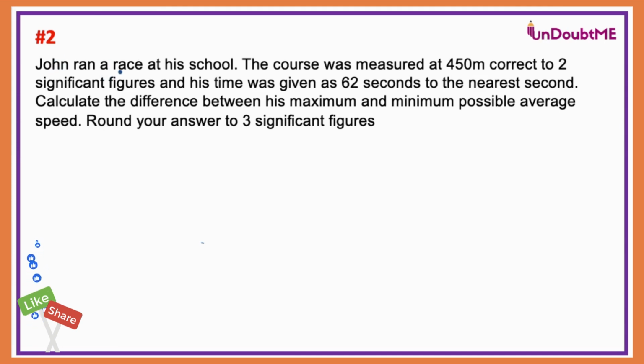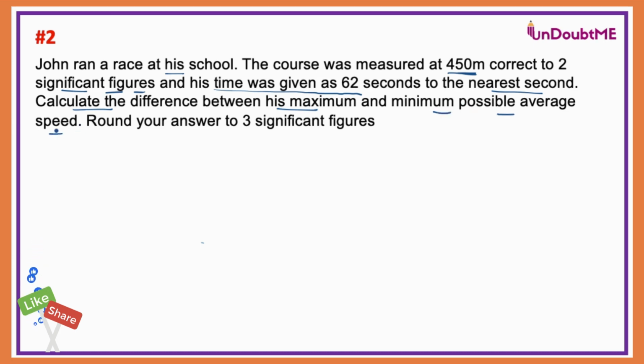John ran a race at his school. The course was measured at 450 meters, correct to two significant figures. His time was given as 62 seconds to the nearest second. Calculate the difference between his maximum and minimum possible average speed.